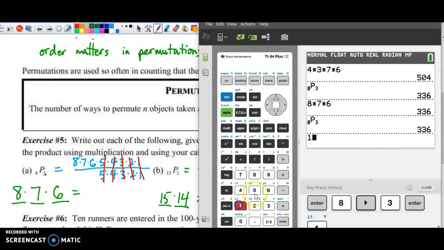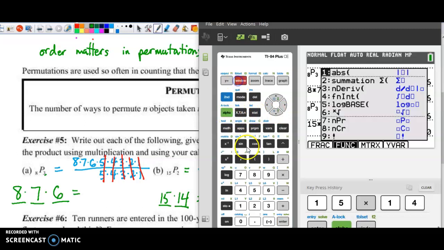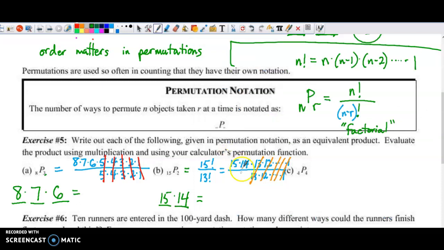And again, I'm fine if you're using the calculator, because that's kind of tough to do in your head. I'm sure you can figure it out, but that's okay. Or, what's the other way? Alpha window, the 7th option down, 15P2. It's 210.